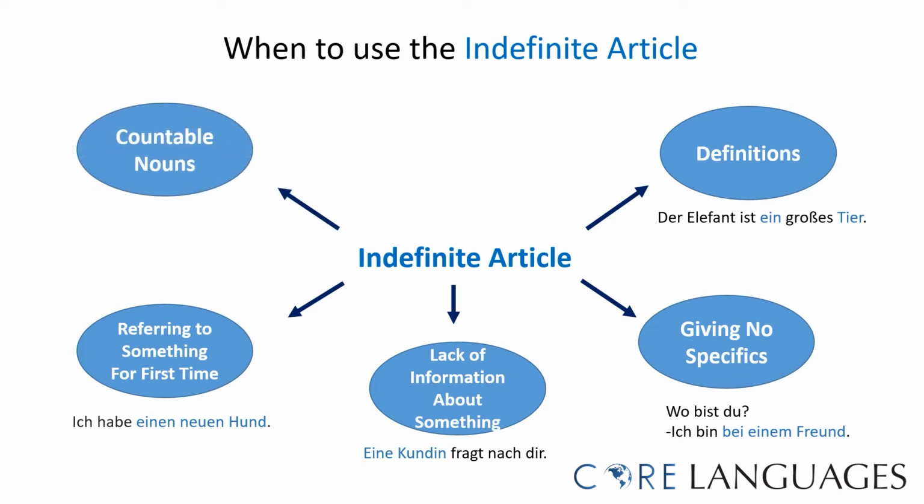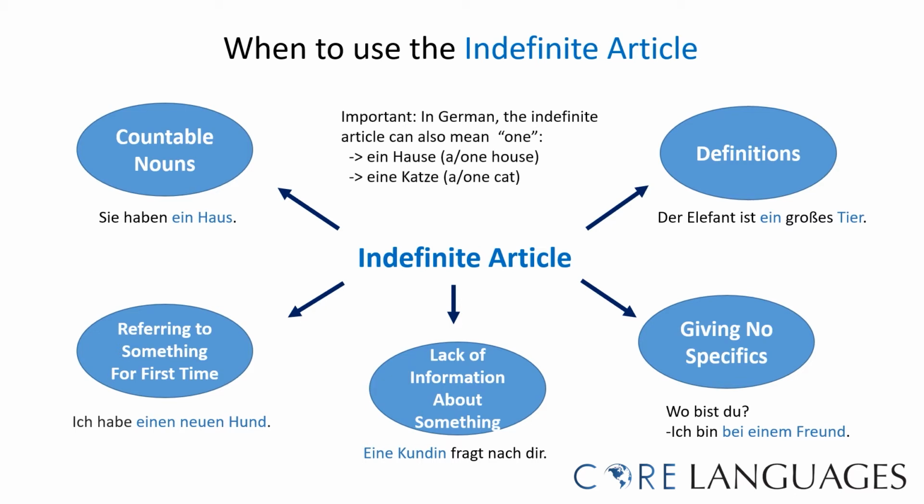We also use the indefinite article for countable nouns. For example, Sie haben ein Haus. They have a house. You will notice that the use of the indefinite article is very similar to the use in English, with one exception. In German, the indefinite article can also mean one. For example, ein Haus. Ein Haus, a house, can also mean one house.